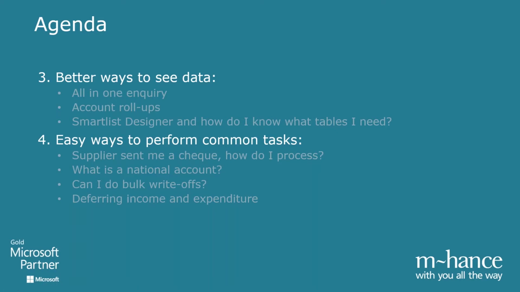So questions we might often see on the support desk, like, I have a supplier who sent me a check. How do I process a check from a supplier? Because obviously we send checks to suppliers, we don't get checks from suppliers. So what do we do with that? What is a national account? Can I do write-offs without having to go into each and every account to do a single transaction? And if we have time, then we'll have a look at deferring income and expenditure. That applies for service contracts and that sort of thing, where you want to recognize it over a period rather than all in one month.